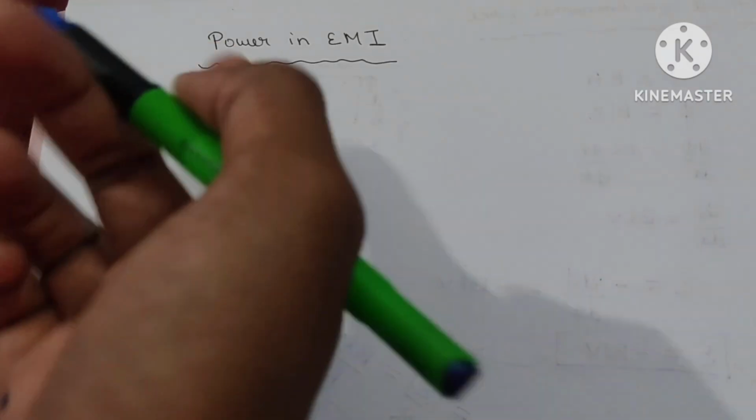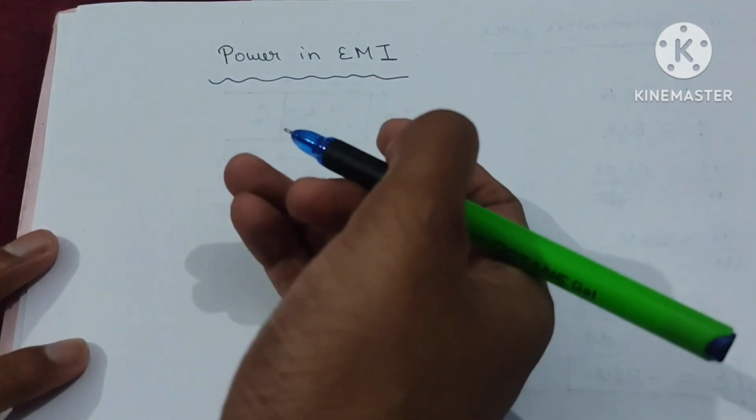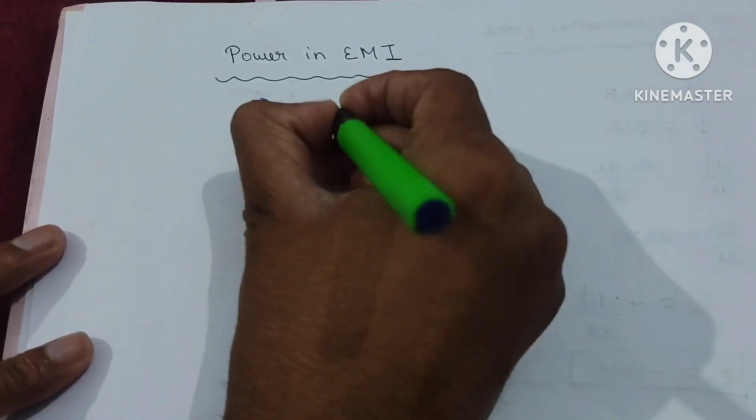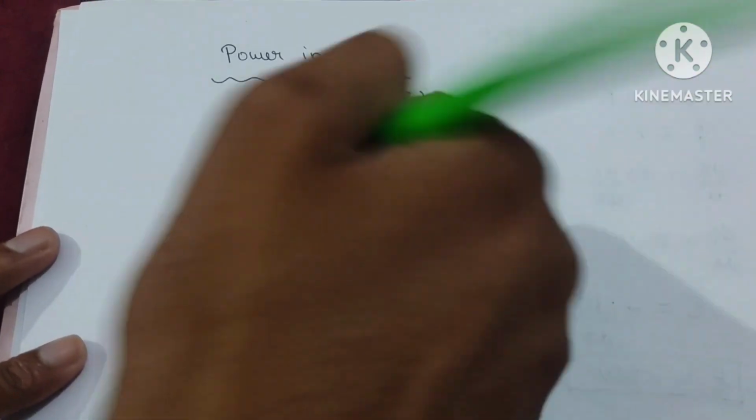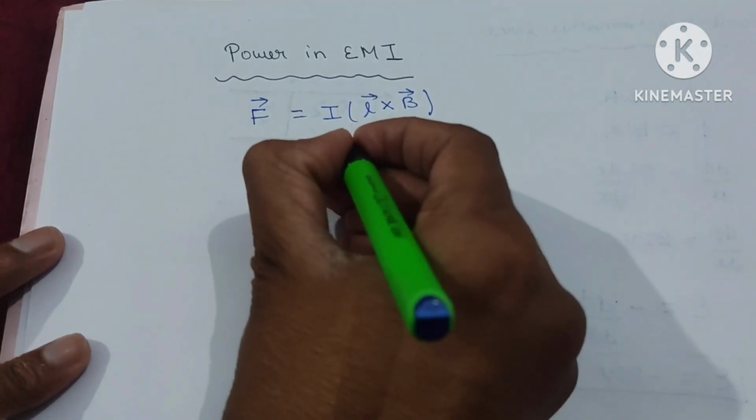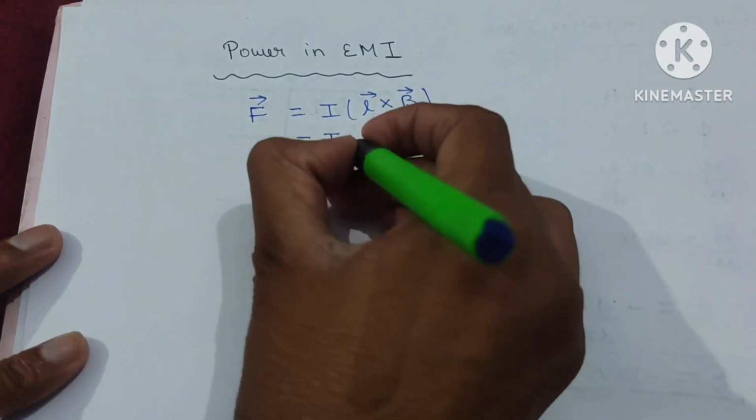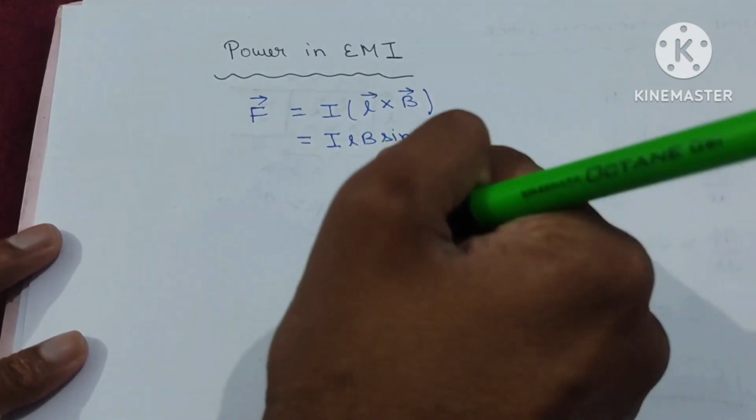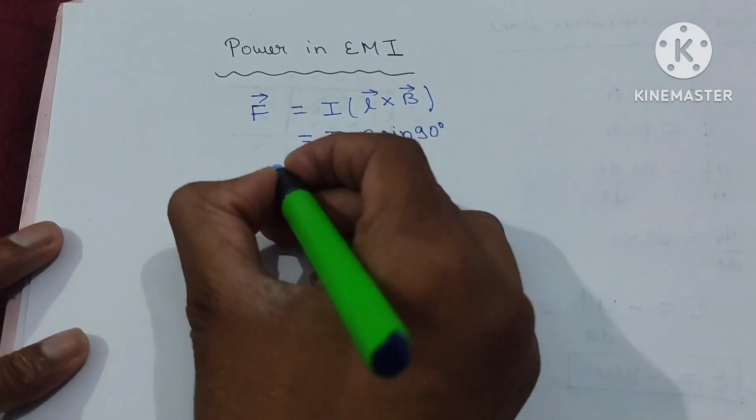Hello friends, today we'll derive the power in EMI. So what is the power in EMI? Before we find the power, we should know the force. Force is I L cross B. If we eliminate the cross product, we take sine theta at 90 degrees, so it becomes 1. So ILB is the force.